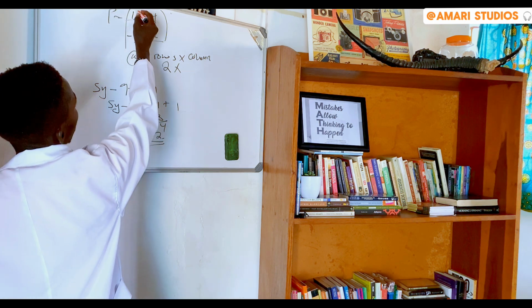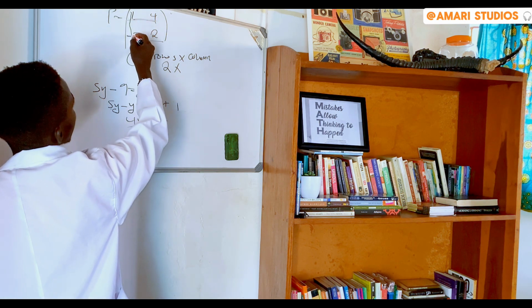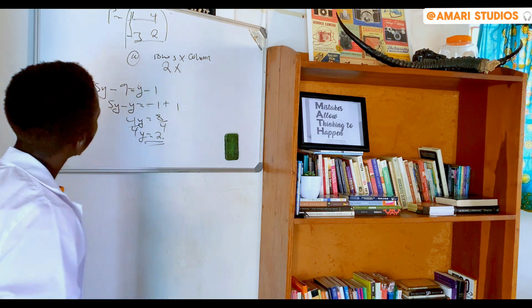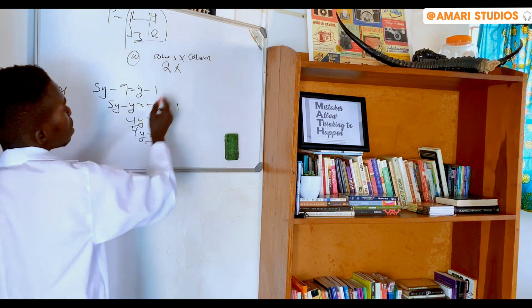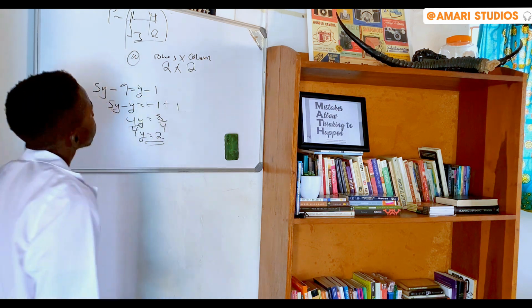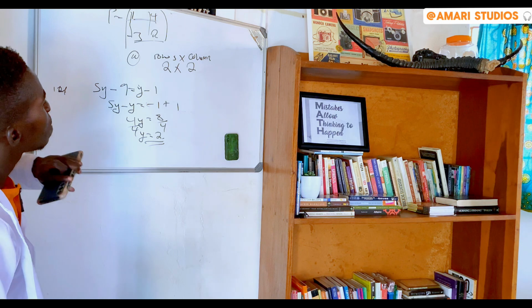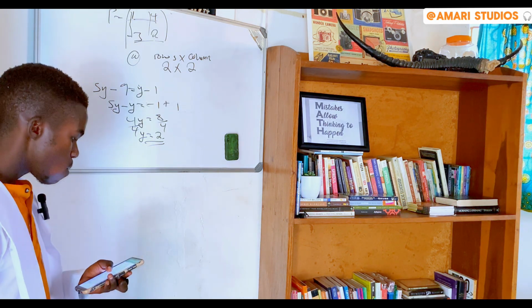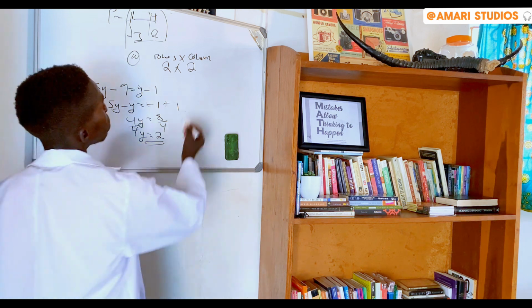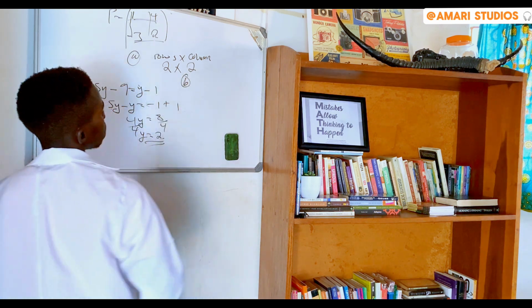As you can see, our first column has 1 and -3. Then the second column has 4 and +2. So it has 2 columns. It means that the order of this matrix P is going to be a 2 by 2 matrix. Then without wasting much of our time, we move on to the second question.